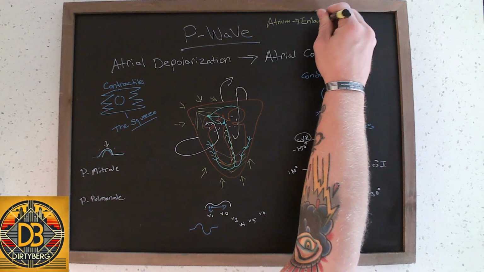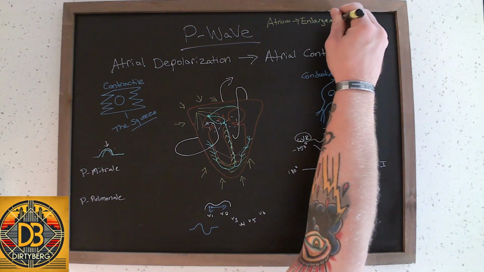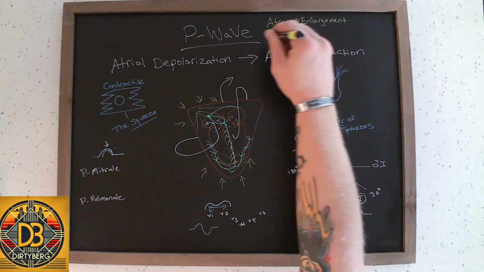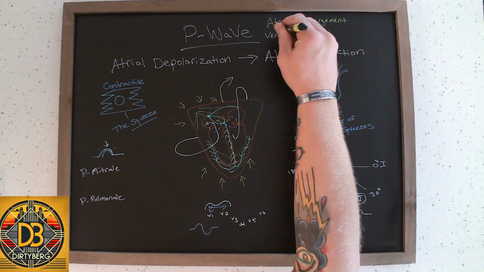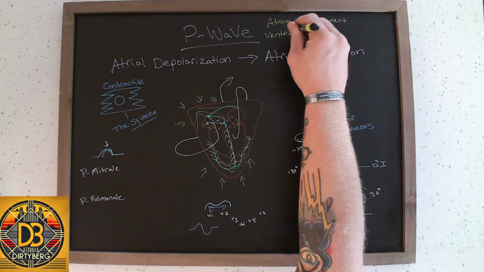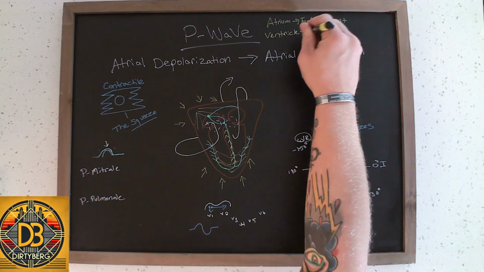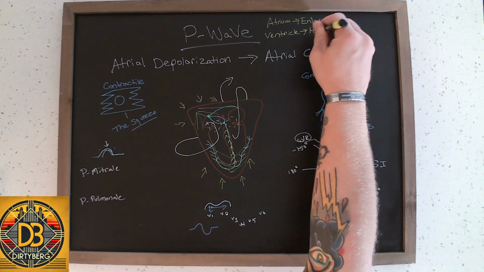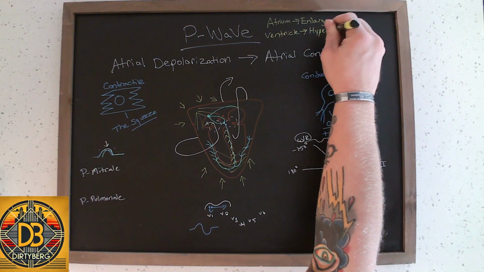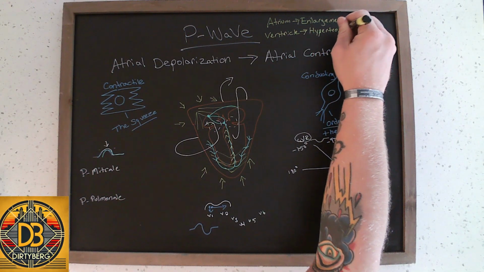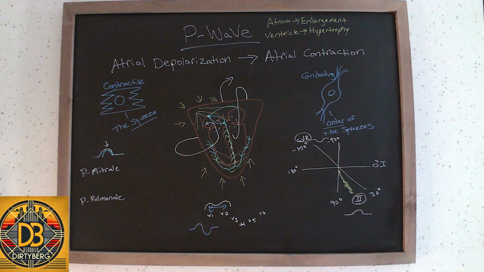Hypergrowth in an atrium is termed enlargement, while hypergrowth in a ventricle is termed hypertrophy. The actual medical definition of enlargement is an increase in chamber size, and hypertrophy is an increase in chamber wall thickness. Often it is said that enlargement occurs because of volume overload, while hypertrophy is caused by pressure overload. But that's not always the case and should not be treated as dogma.